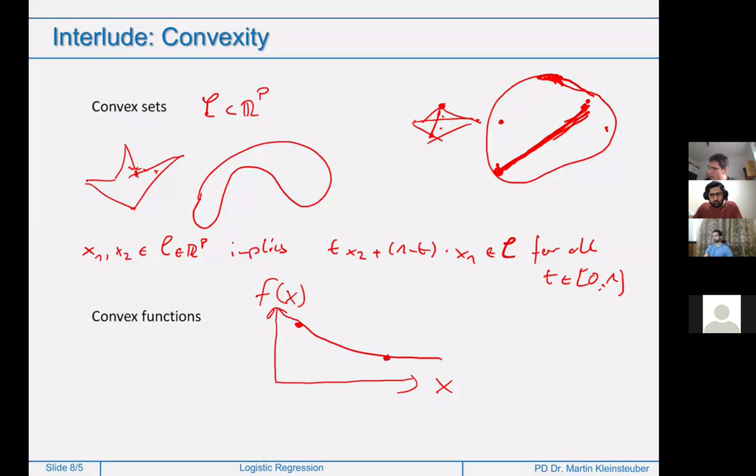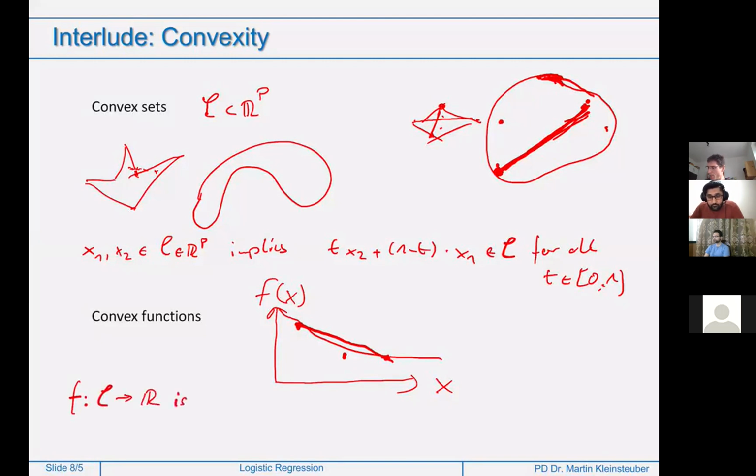whenever I look at the thing that measures my function at that point and at that point, and I do a linear interpolation of these two points, then the real values of the function are always below that. So this is it.